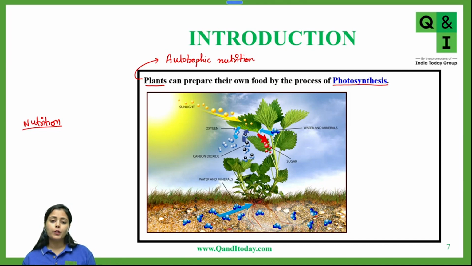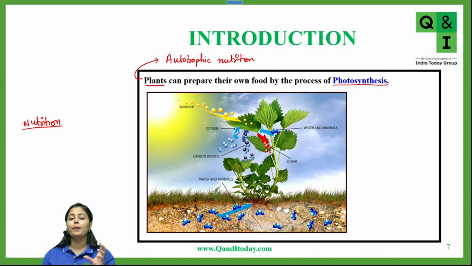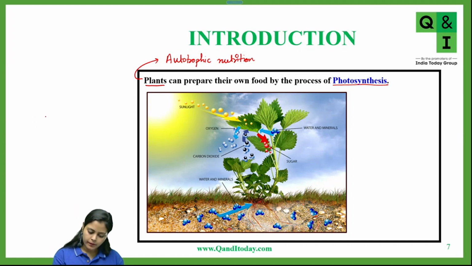Now, autotrophic nutrition. Can you all tell me the raw materials which a plant needs for synthesizing its own food? Yes, sunlight, water and minerals, carbon dioxide. Okay, very good, very good. So now I am going to tell you the equation for photosynthesis. The first raw material which is used by plants is carbon dioxide along with water.